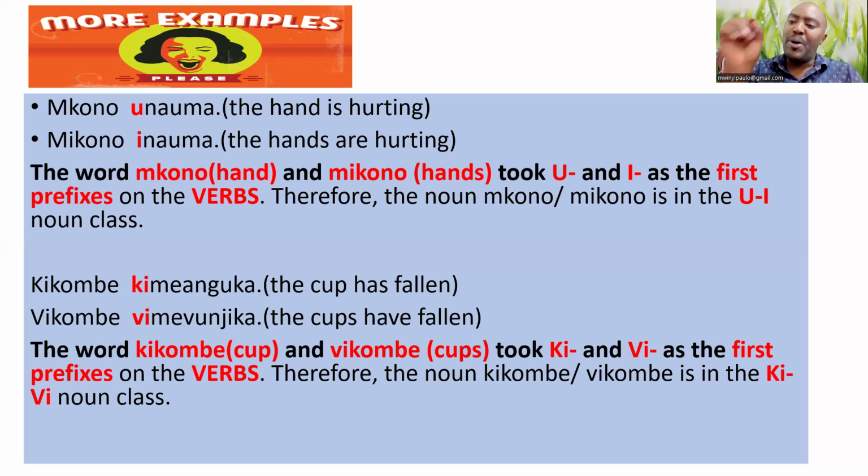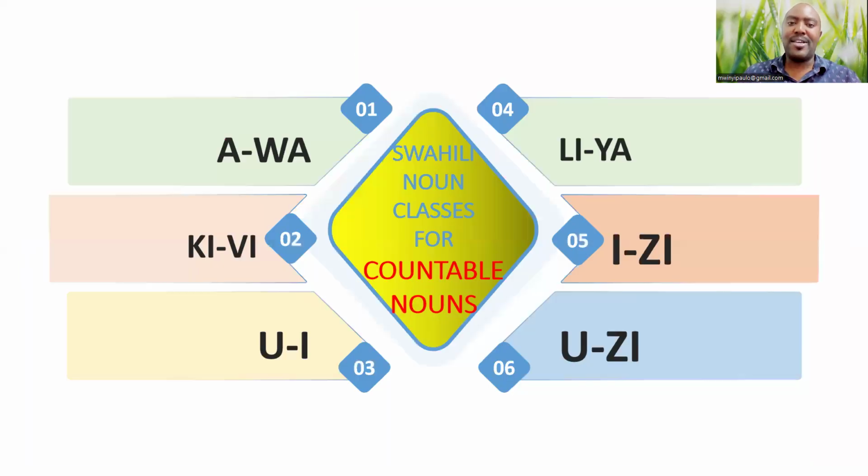So to form the noun class for kikombe, vikombe, that cup and cups, we take the first prefix on the verbs, which in this case is ki and vi. So we shall have a noun class for kikombe and vikombe, cup and cups, ki-vi. How about that? I think it's sinking.